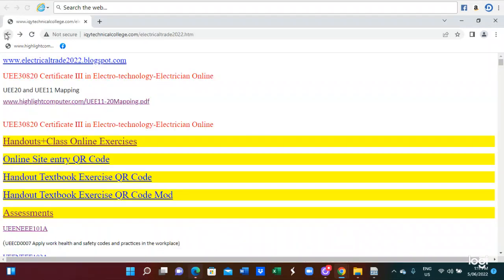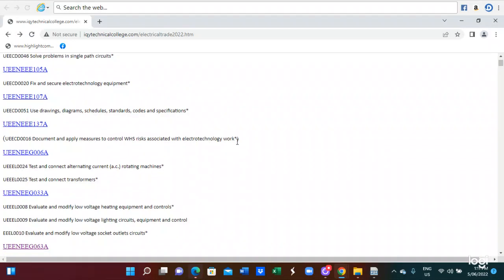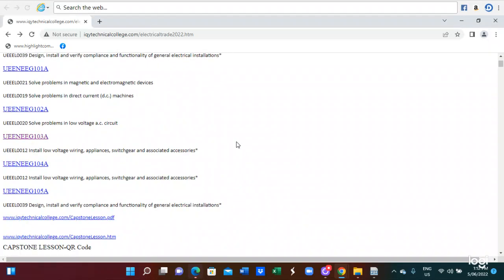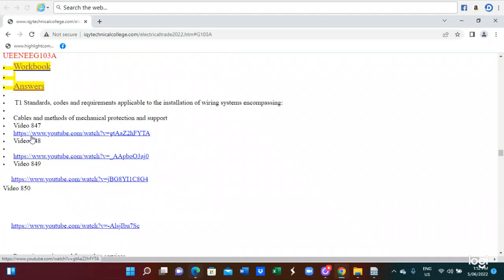In this case, my lesson is based on the 30811, and then we use the mapping data to transfer to the UEEL00 codes, the UE30820 codes. So this UE G103 will be the workbook.